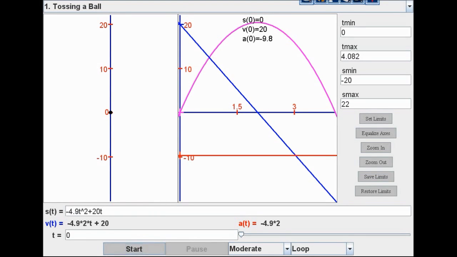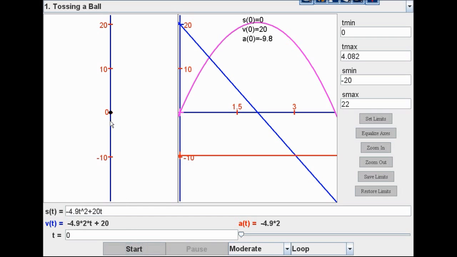I can choose start. And what you can see is that on the left side, the ball travels up and then back down as if it were being thrown into the air. And then I have it set to loop, so it would keep going over and over.